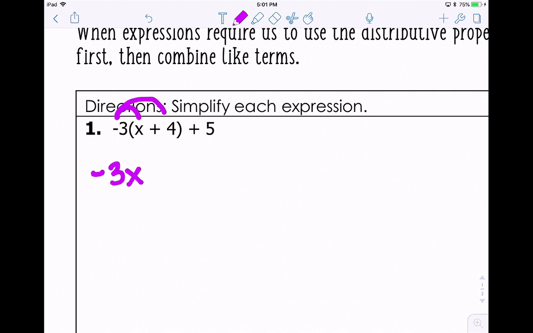And then we're going to do the same thing here. We're going to do -3 times +4. A negative times a positive is a negative, so that would be -12. And we stop distributing right there because our parentheses end. So then we just have +5 still on the end.